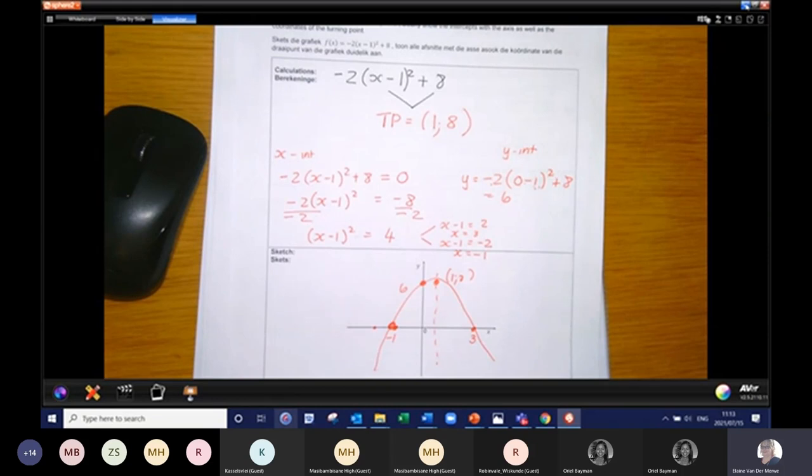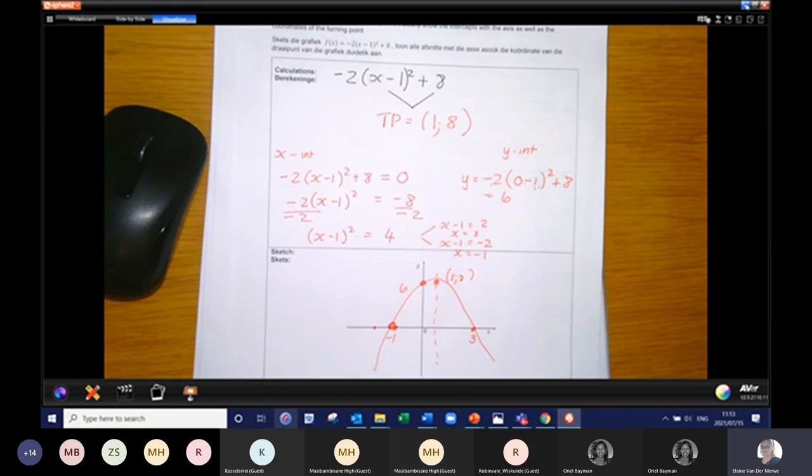Okay, so the first thing we must realize, this is the turning point formula. So we will be able to see the turning point immediately. But for the x-intercepts, we will make the y equal to 0. So y equal to 0. Now we can either do it the way that Mr. Schutz showed you, or let's just look at if we simplify and write it in standard form, and then we must factorize again, and then we get the two x-intercepts. So I hope you got this right. It's 3 and negative 1.